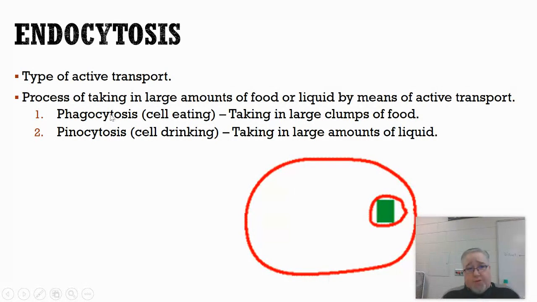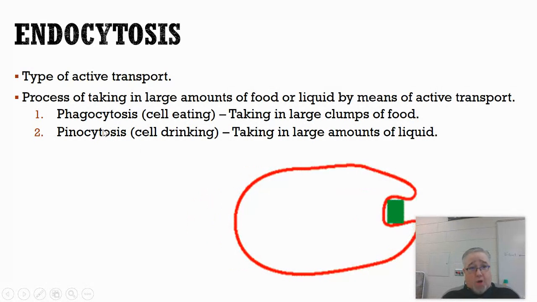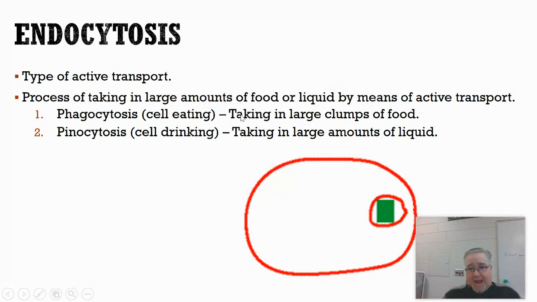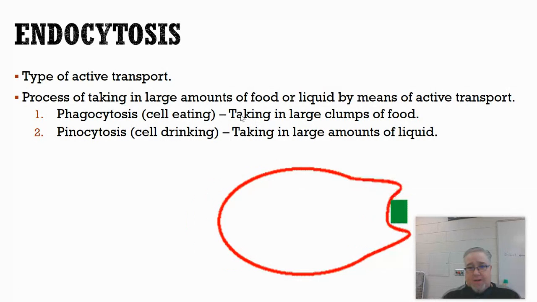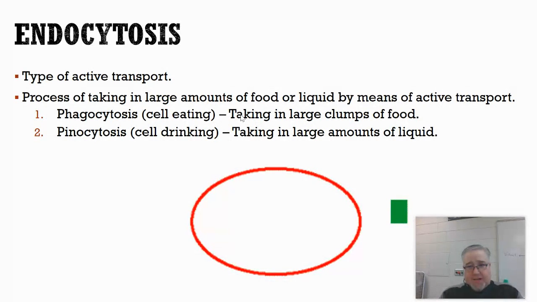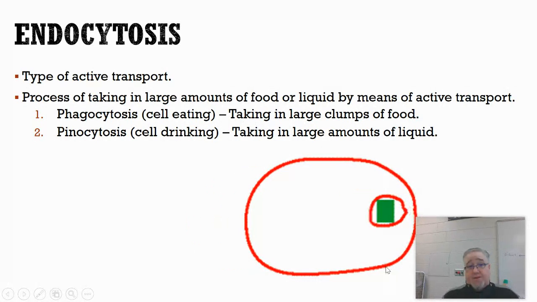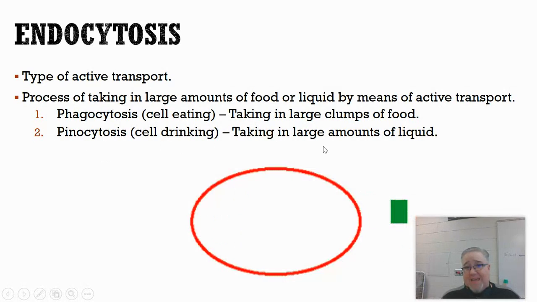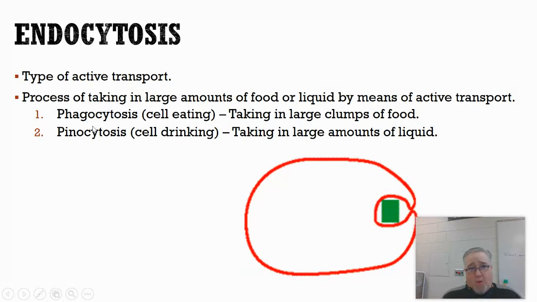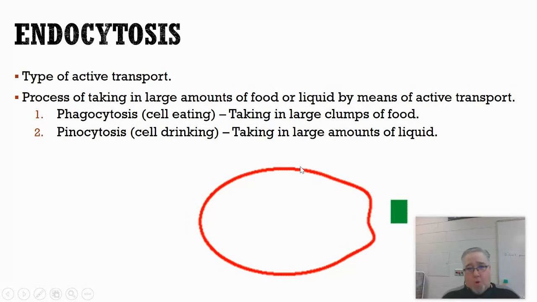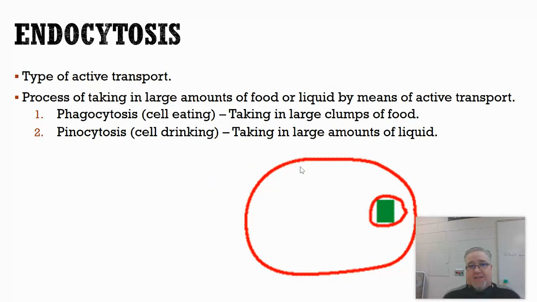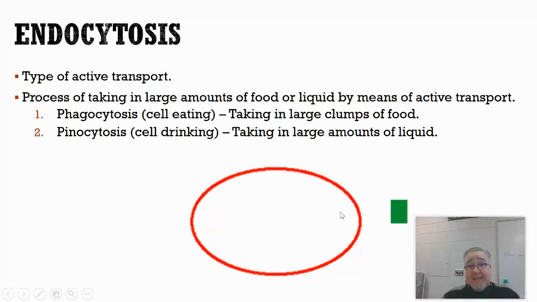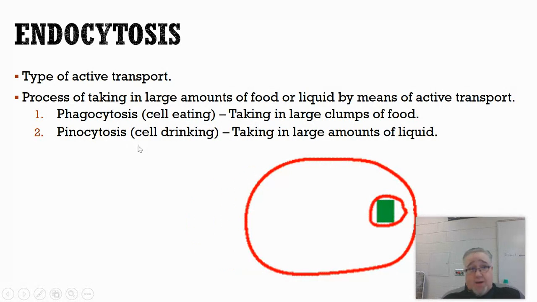Typically, there's two things that cells do. It's called phagocytosis, which means cell eating. That's usually when they're taking in a large clump of food. A lot of times you'll see little protists, like little amoebas and things like that, that do this. The other one is called pinocytosis, which is called cell drinking. That means they're taking in large amounts of liquid. But both of these things are kind of similar. They both require energy. They're active processes. The cell has to use ATP, but it's bringing things into the cell, so we call that endocytosis.